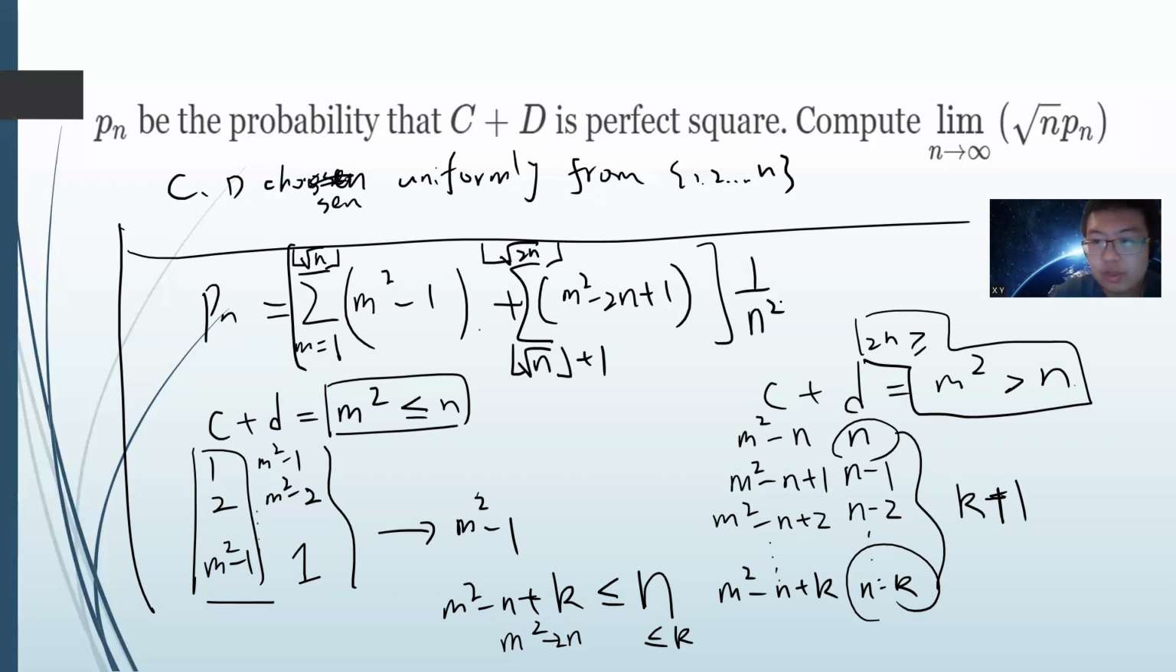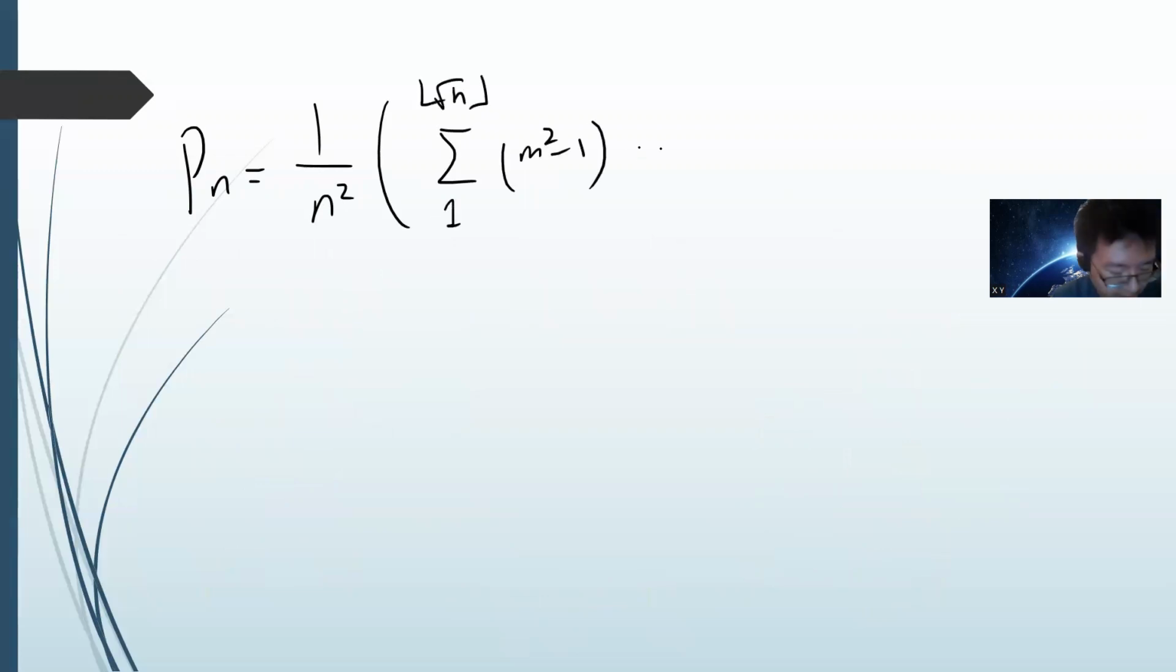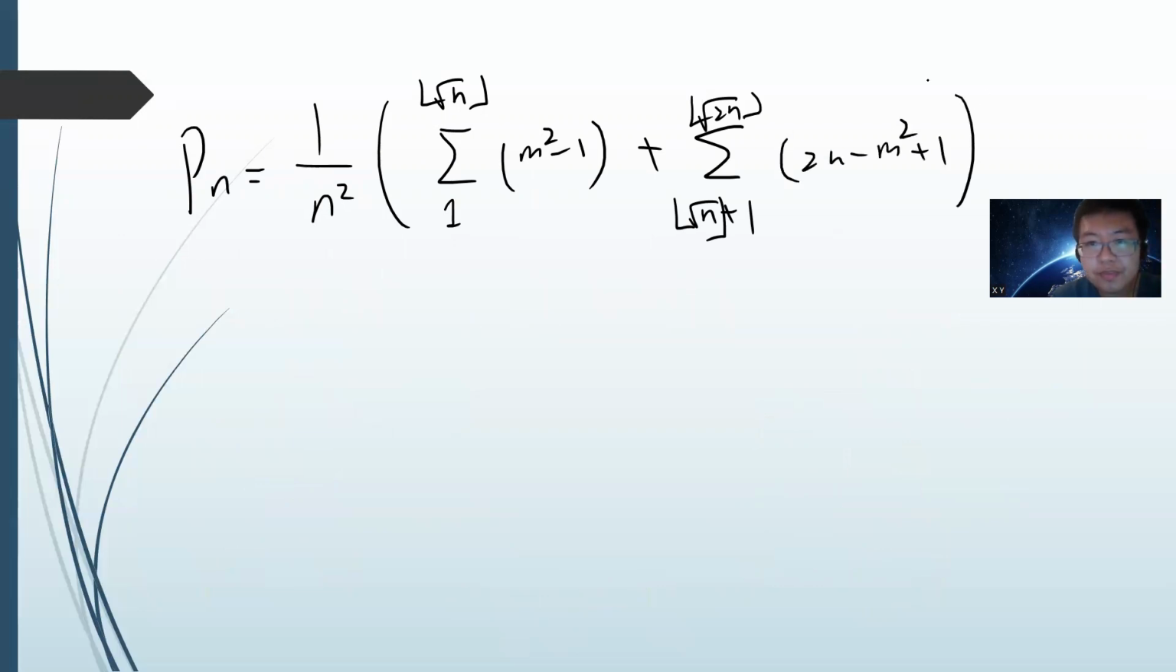Let me write everything down. Pn equals 1 over n squared times the sum of m squared minus 1 from 1 to the floor of the square root of n, plus the sum of 2n minus m squared plus 1 from the floor of the square root of n plus 1 to the floor of the square root of 2n. Your goal is to compute this. A quick way is a simple observation that everyone knows: the sum of m squared from 1 to n is n times n plus 1 times 2n plus 1 divided by 6.